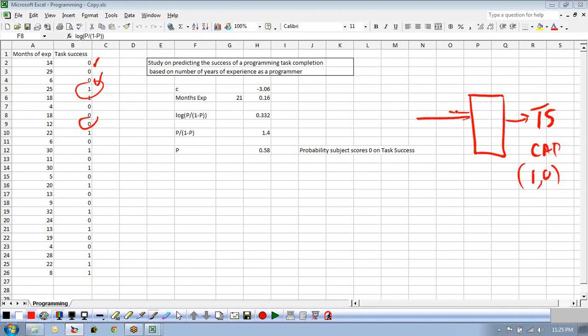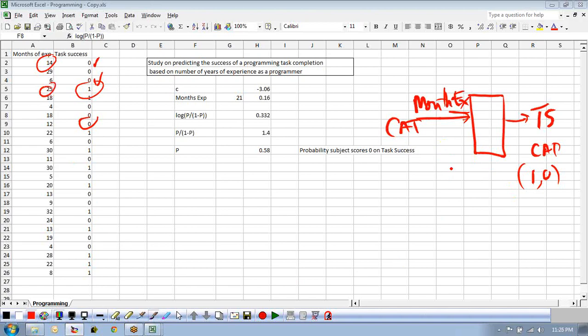And I want to see if I can predict that by looking at the months of experience, which is a num. So I have one cat, one num. There it is right there. See, these are numbers. All right. So I want to build a logistic regression to help me predict that.